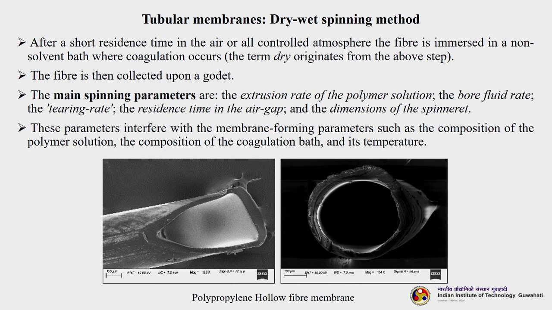You can see the scanning electron microscope images of a polypropylene hollow fiber membrane here. Okay. So, this is a cut actually, and this is the cross section. Okay. This is the inside of the tube and this is the membrane thickness.